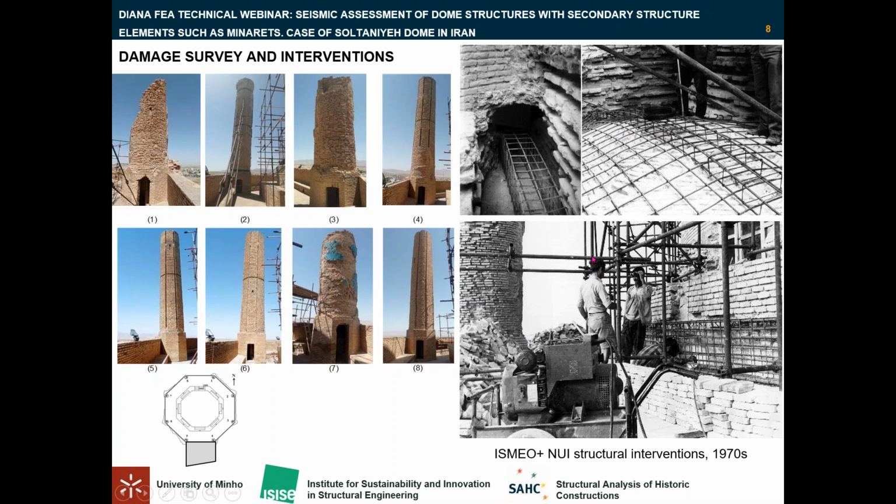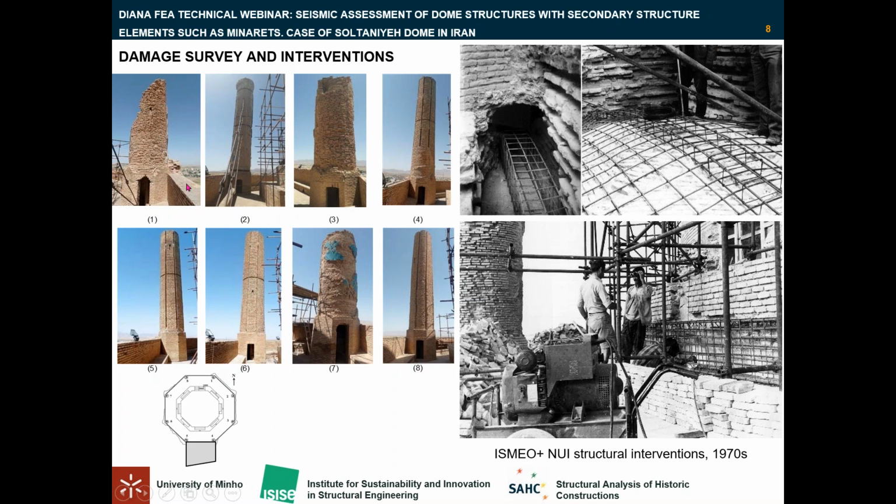These interventions and restoration works were not completed due to the 1979 revolution in the country. Fortunately, most major damages, specifically those involving the dome, have been addressed through restoration works. However, the minarets still present severe problems, requiring intervention works. Today, the most important damage observed is the partial and total collapse of the minarets.